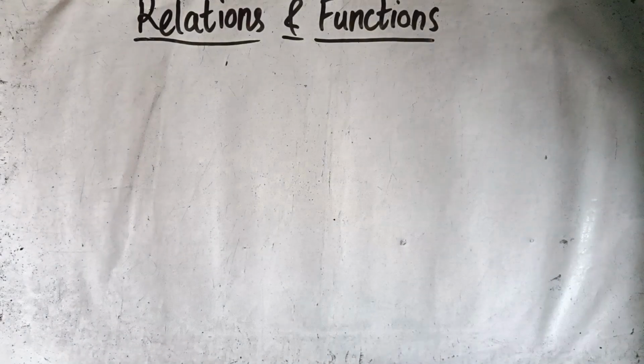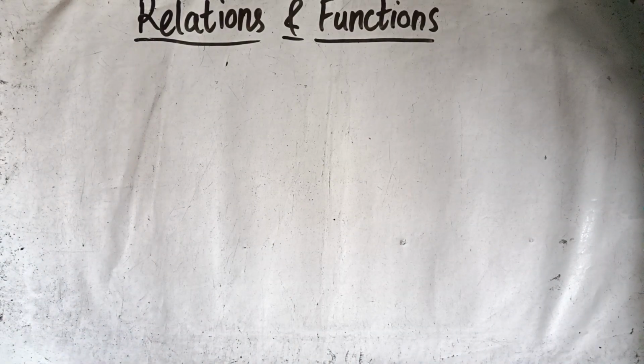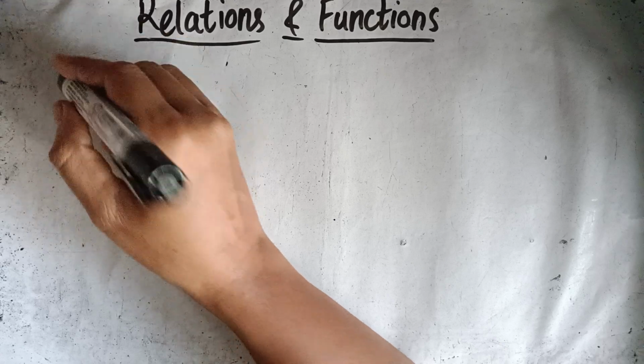Hello students. So we were doing relations and functions. Today we are going to learn about invertible functions. We have to prove first that it is one-one and onto, that is, bijective. Then only the inverse exists. So the definition is invertible functions.